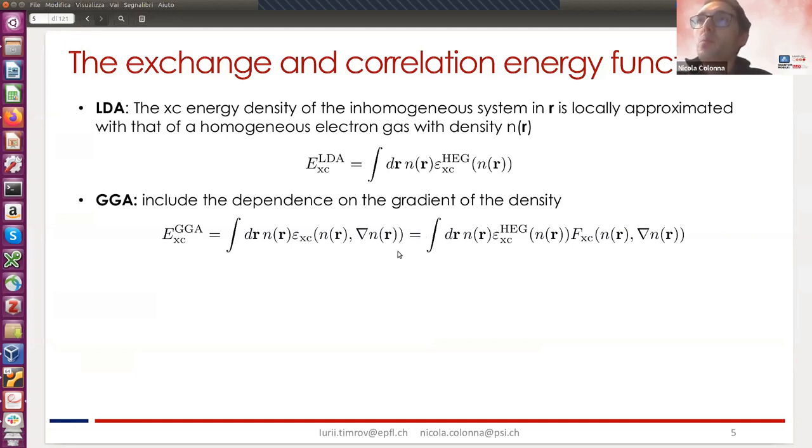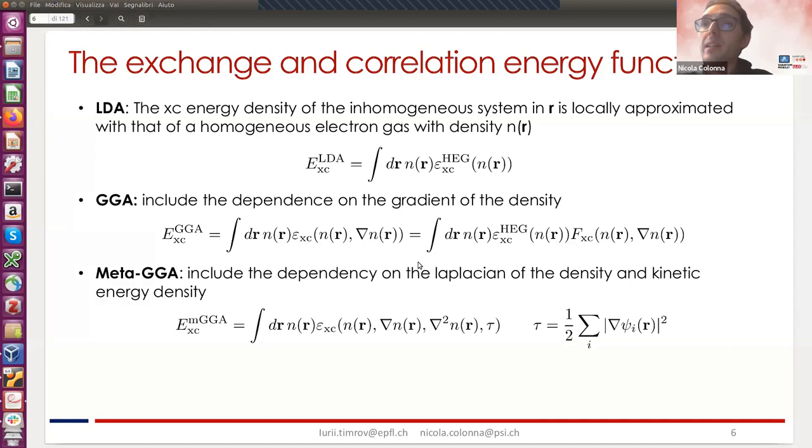The very first big improvement was the generalized gradient approximation, where essentially you include not only the information about the local density, but also the information about the gradient of the density. For LDA you have a unique way to compute this energy. Maybe the parameterization of the energy is different, but there's a unique LDA functional. For the generalized gradient approximation, you have many, depending on the way you choose this enhancement factor Fxc. For this reason, you have many GGA approximations. Probably the most famous one is the PBE approximation.